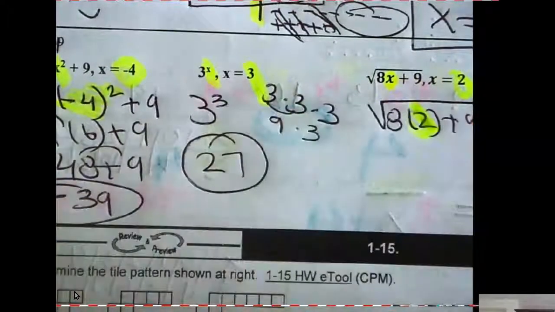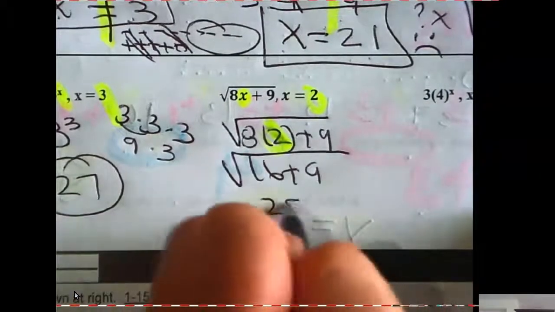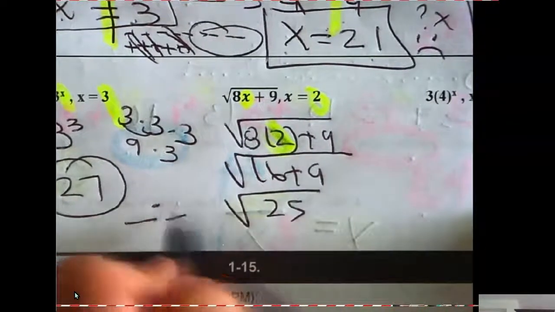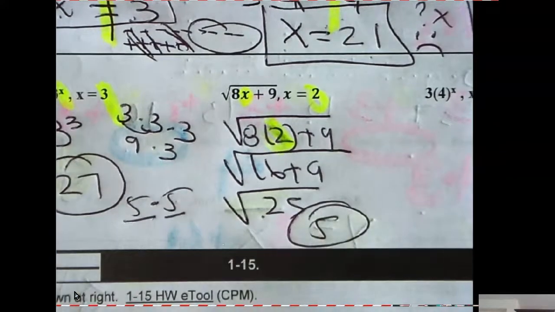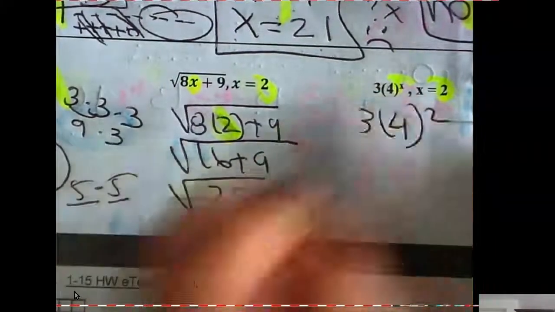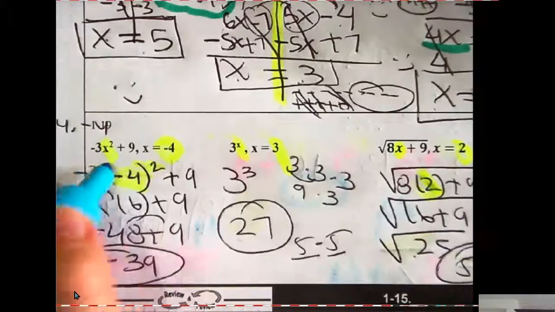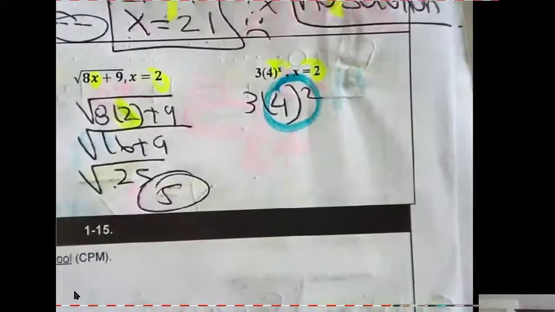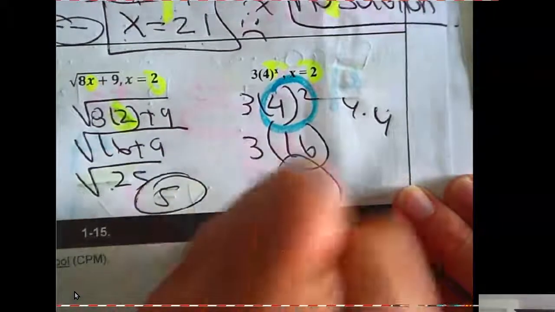Take the 2, plug it in. This is all review. 8 times 2, 16. 16 plus 9, 25. What times what is 25? 5. Let's go to the next one. Take the 2, plug it in. You always need to make sure you're doing the exponent first. The exponent first. So I come over here. 4 times 4, 16 times 3, 48.